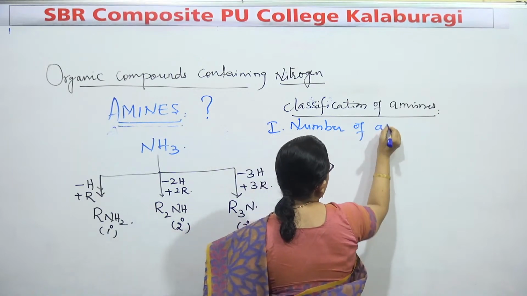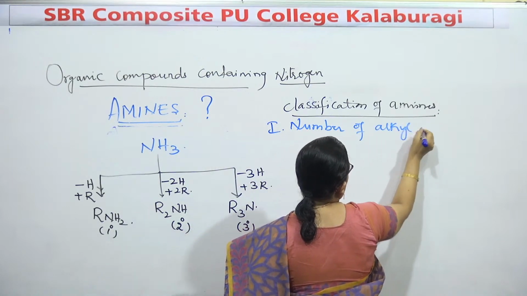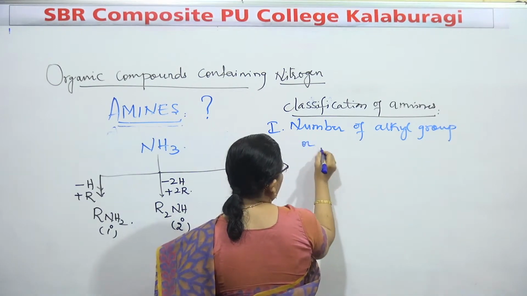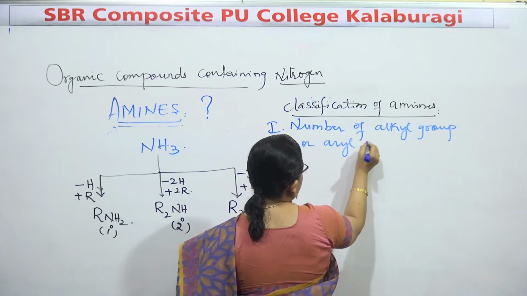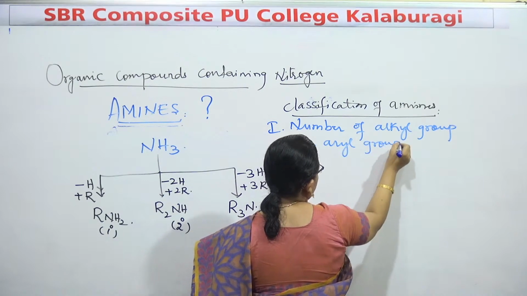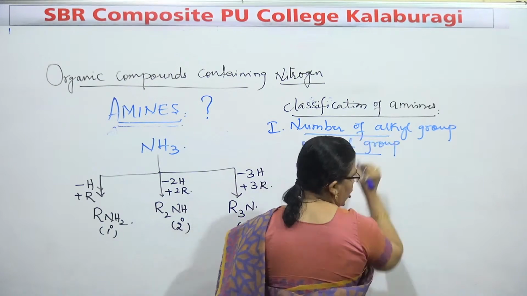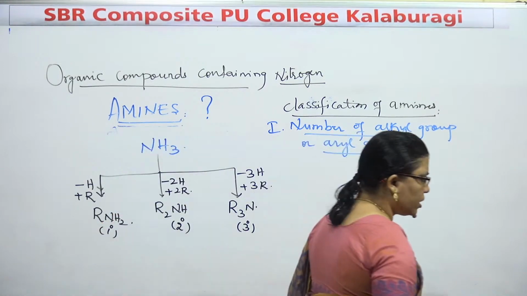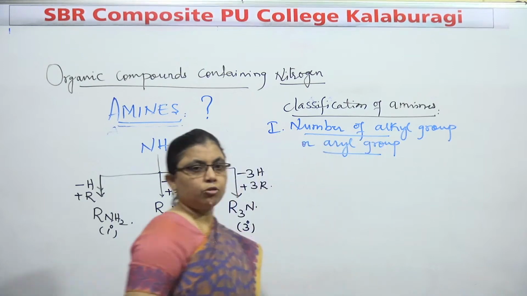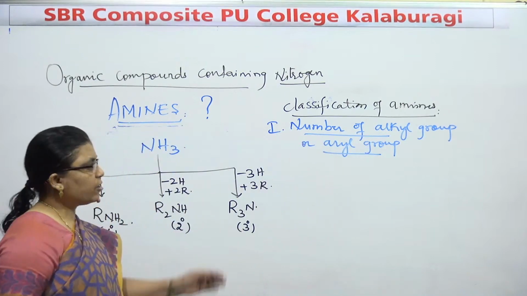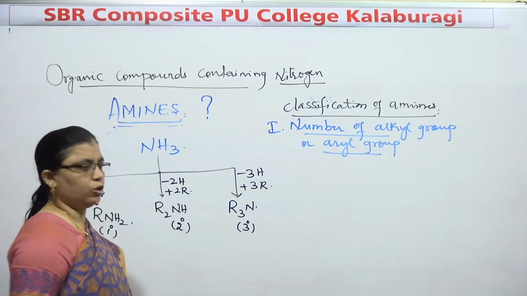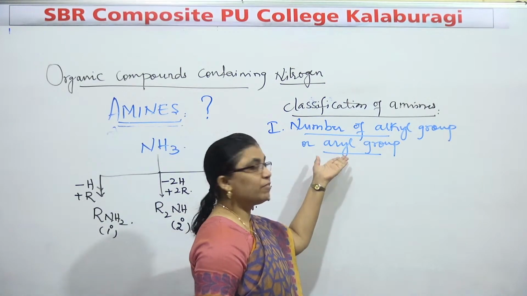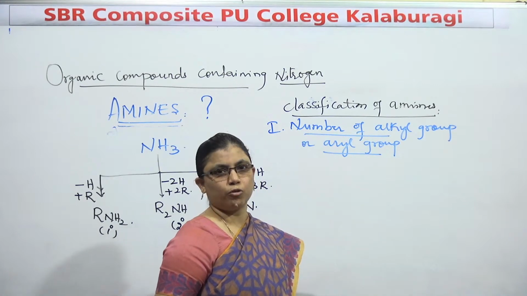Number of alkyl groups or what, children? Number of aryl groups. Instead of saying number of alkyl groups or aryl groups, we can also say the number of hydrogen atoms replaced by alkyl groups or aryl groups.